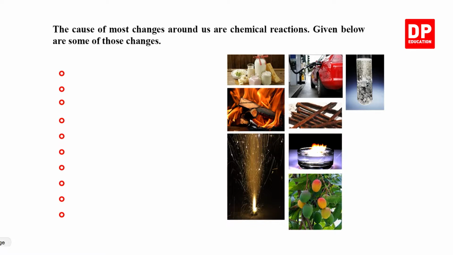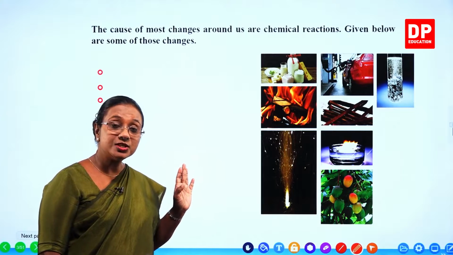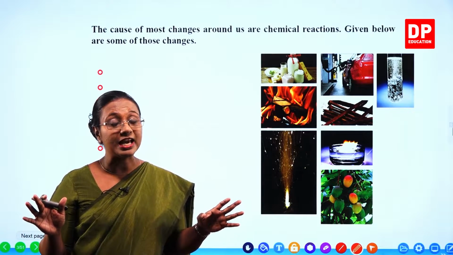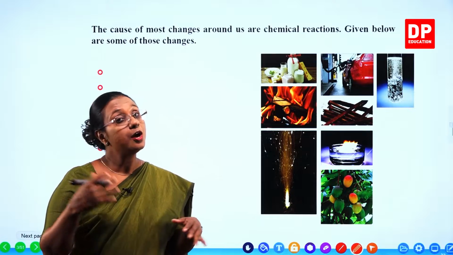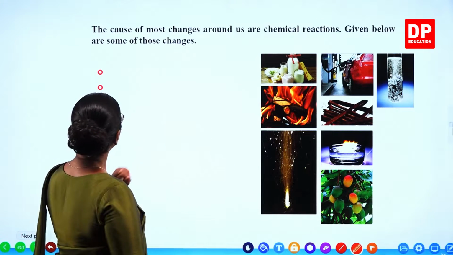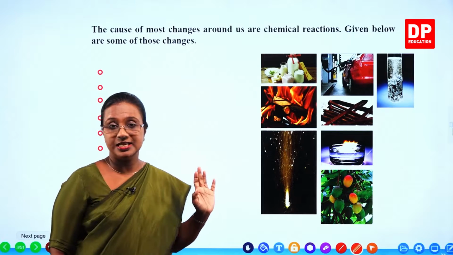So the first one, the cause of most changes around us are chemical reactions. So this is what I told you all. Around us in the environment, in our day-to-day life, there are few physical changes, but a lot of chemical changes. So given below are some of those changes.